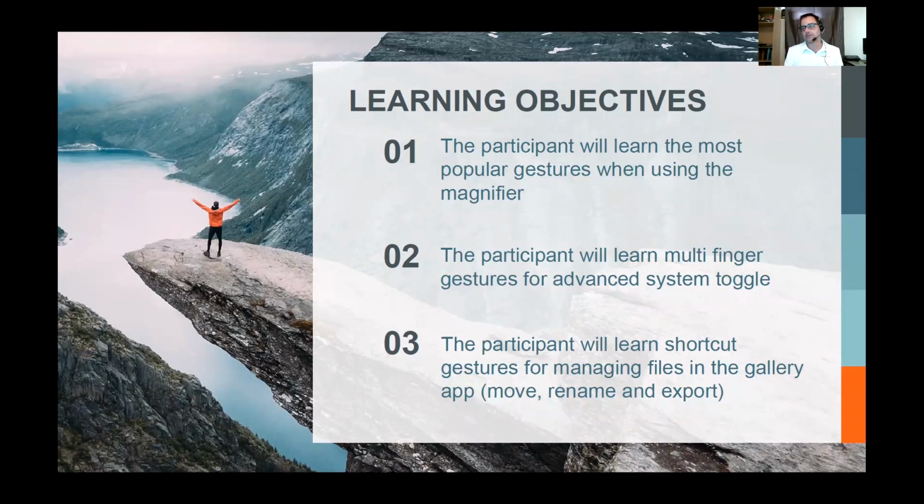The third learning objective: the participant will learn shortcut gestures for managing files in the gallery, to move, rename, or export. The gallery application, for those of you who don't know it, is a very powerful application. It's there to organize your work. You can classify your work, rename, create folders and categories, and you can even copy and paste some text from a website and have it stored in the gallery. It's very powerful for those who want to be very effective using the Connect 12 or even the Reveal 16i. It could be very helpful.